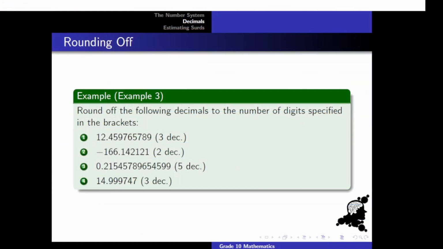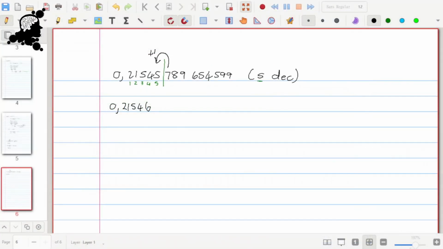The last question, 14,999747. Let's go back to our writing pad. So we've got 14,999747. We are told that this must be rounded off to 3 decimal places. Now let's see what's going to happen. We count 1, 2, 3, put a line. The number after the line is 7, so I need to come here and I need to add 1.